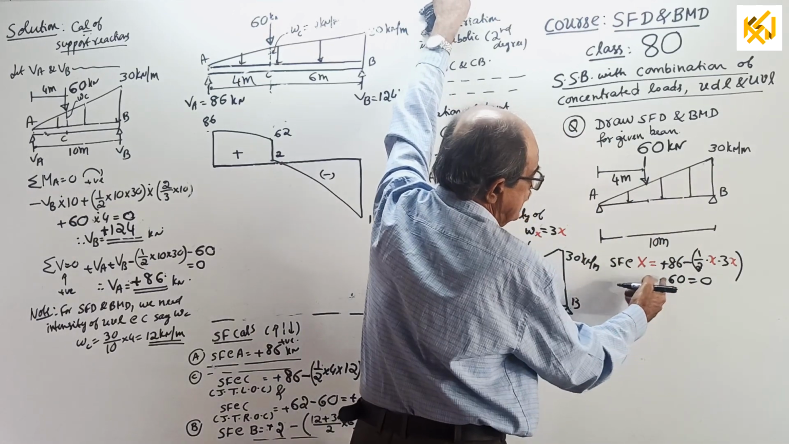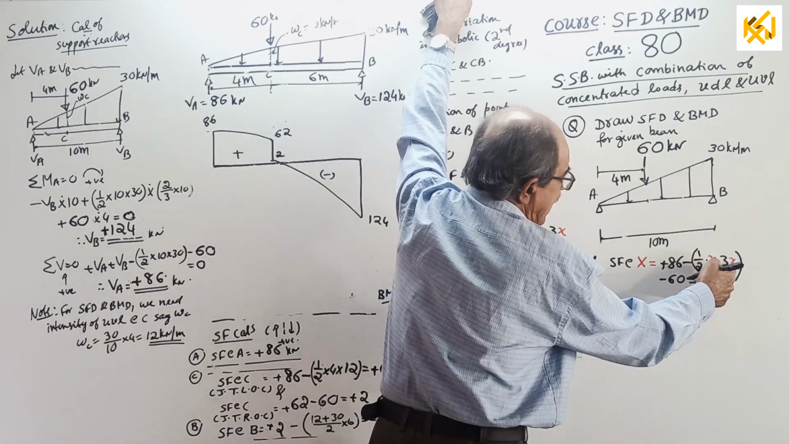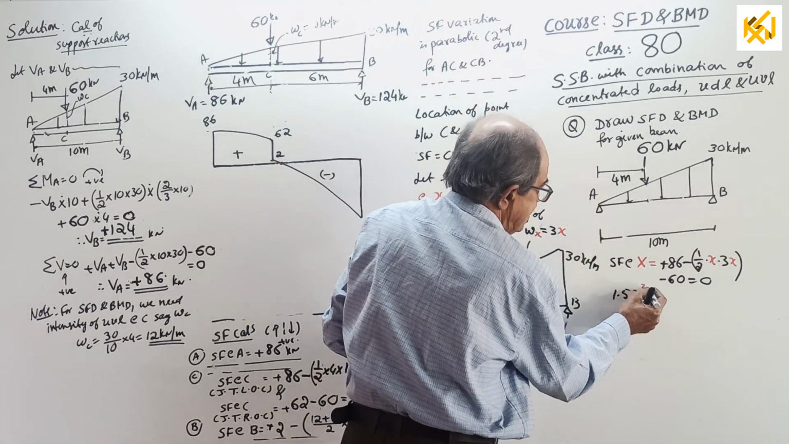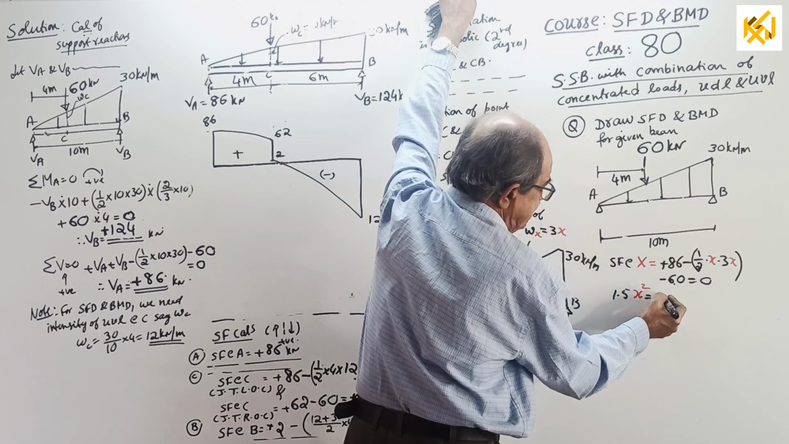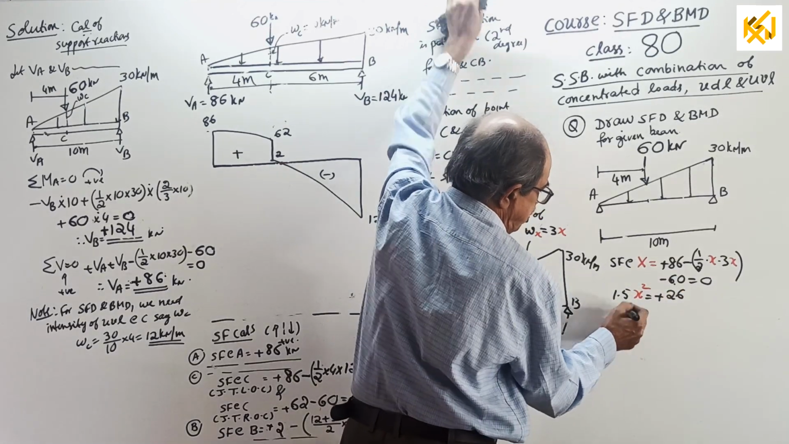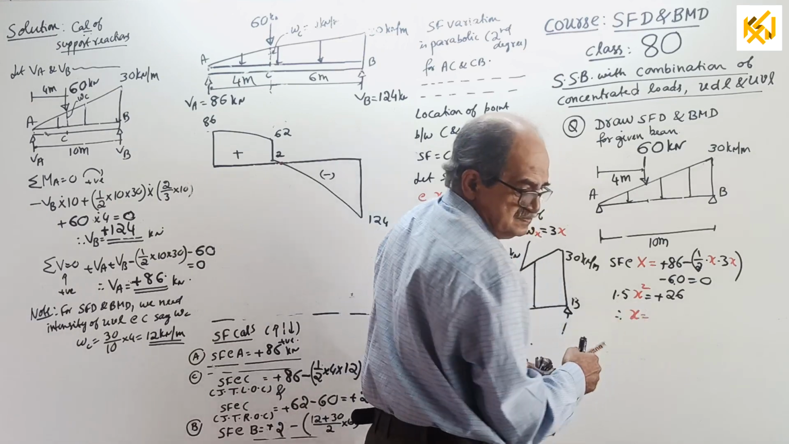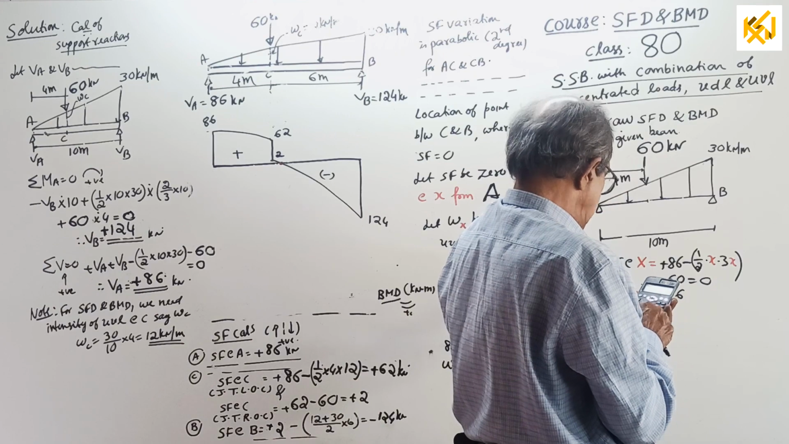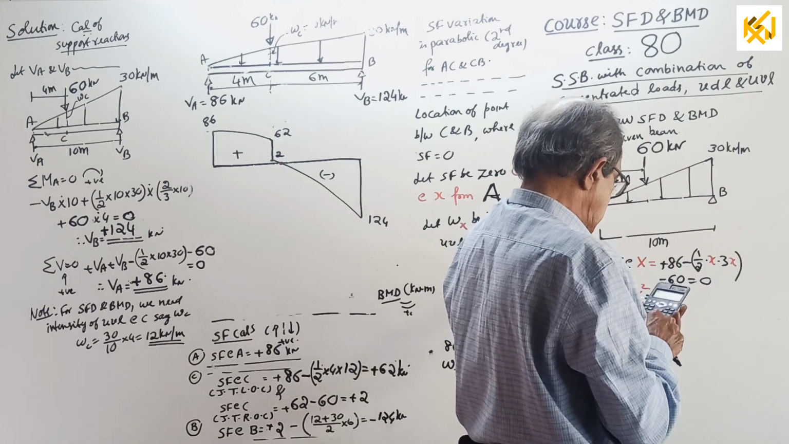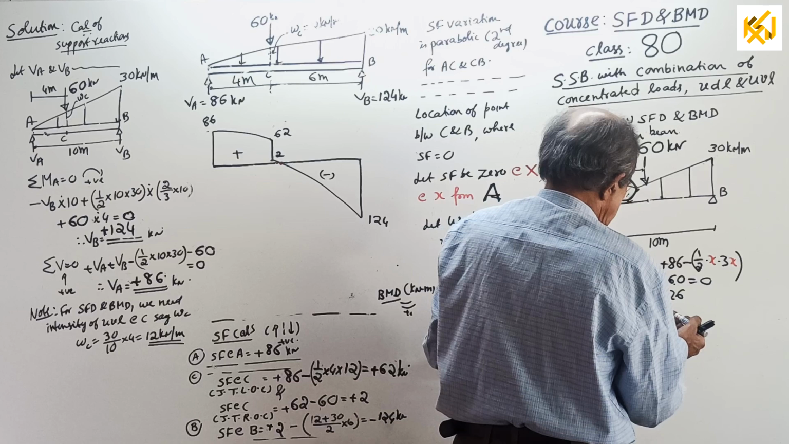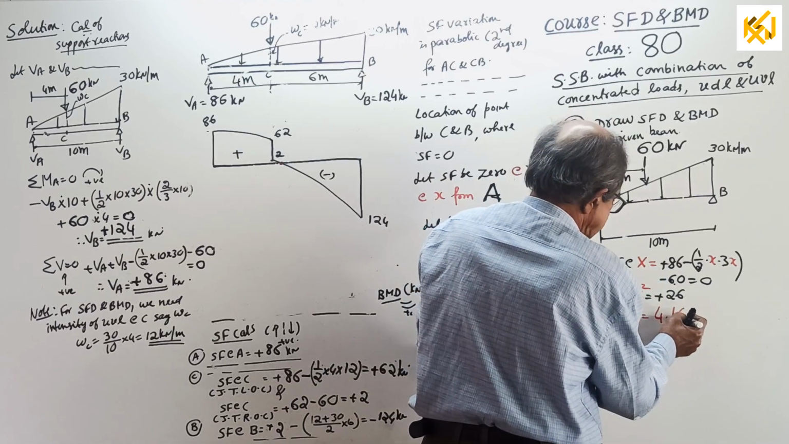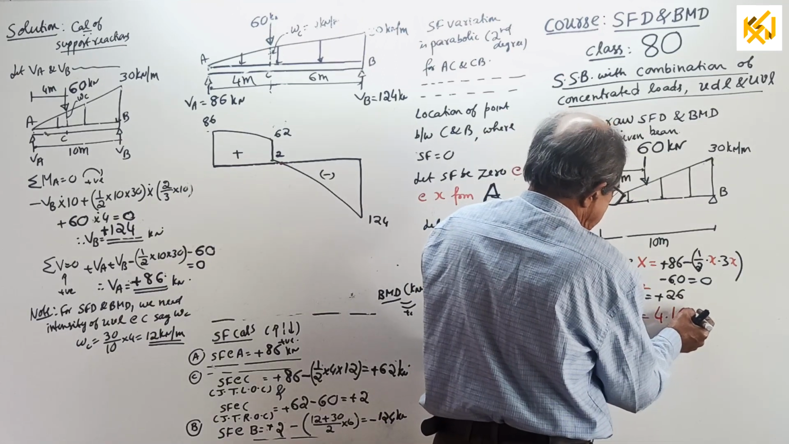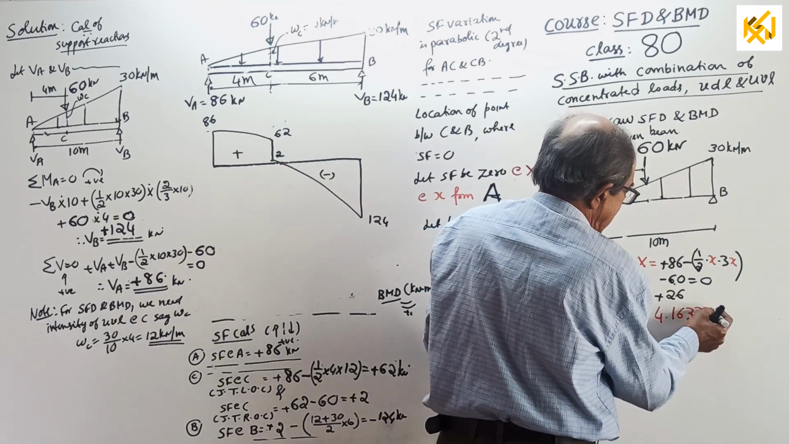So you get half into x into 3x is 1.5 x square. Take the other side, you get 1.5 x square equal to 86 minus 60, which is plus 26. Therefore, you get the value of x. I think last time I told you about the x value. 26 divided by 1.5, equal to root of the answer. I remember the same answer, 4.1633. I write it up to the fourth decimal, 1633 meter, for accuracy.